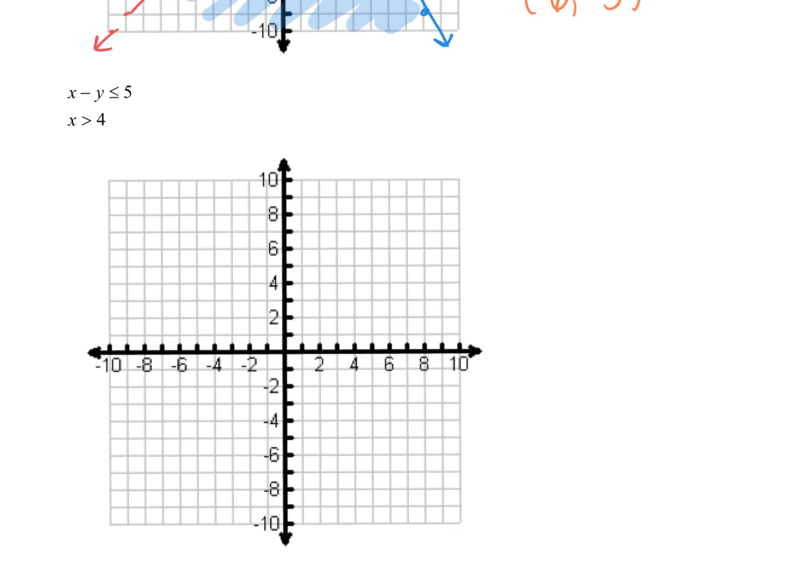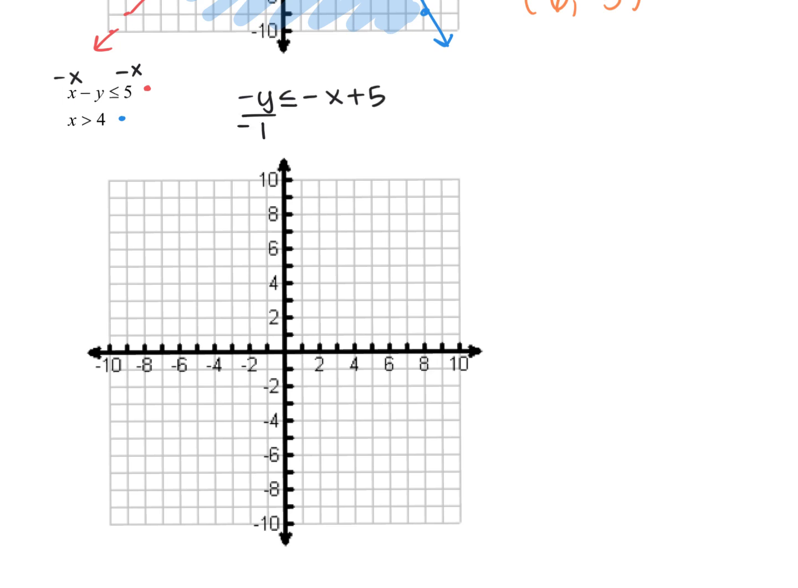So next example, x minus y is less than or equal to 5, and then x greater than 4. For my first inequality, I am going to have to manipulate it. So I'm going to subtract x from both sides. We get negative y is less than or equal to negative x plus 5.